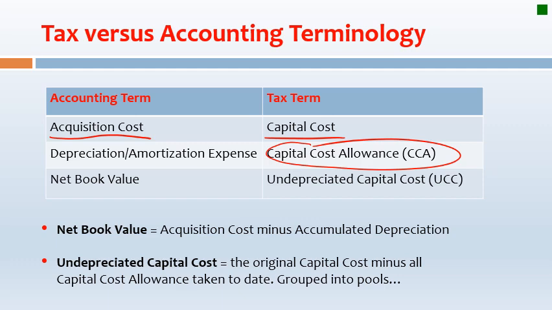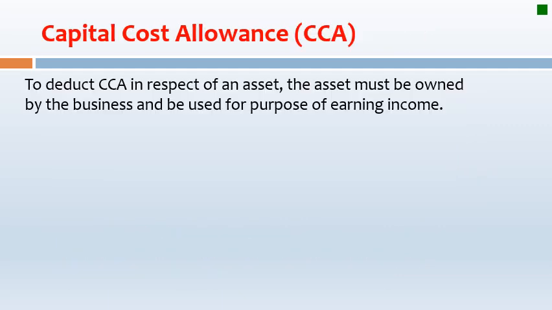UCC is a little different though, as similar assets tend to be grouped into pools, but we're going to discuss that shortly. To deduct CCA in respect of an asset, the asset actually has to be owned by the business and be used by the business for the purposes of earning income. This means that CCA on any assets the business owns that are not actually used in operations of the business can't be deducted. I think this makes sense.